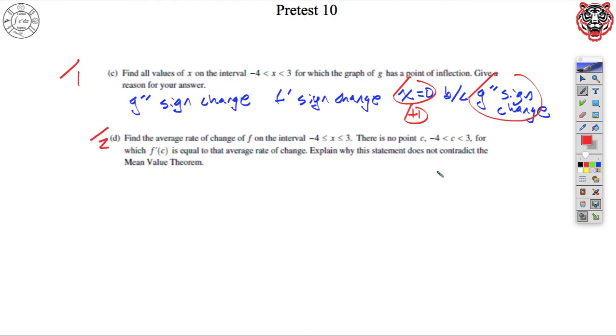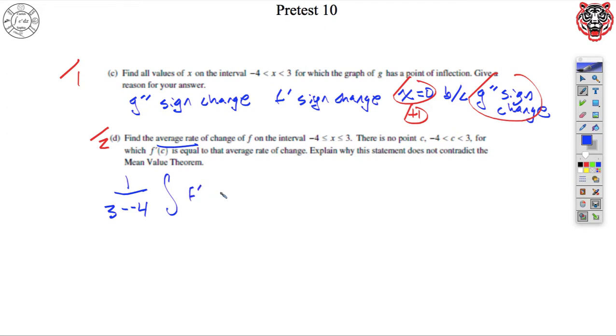This is going to be out of 2 points, and let's go through this. We first need to find the average rate. So average rate, this is just the definition that you need to know. The fraction is going to be that number minus this number, so it's going to be 3 minus negative 4, and it's going to be the integral of whatever it's looking for. And it's looking for rate, so what is rate?